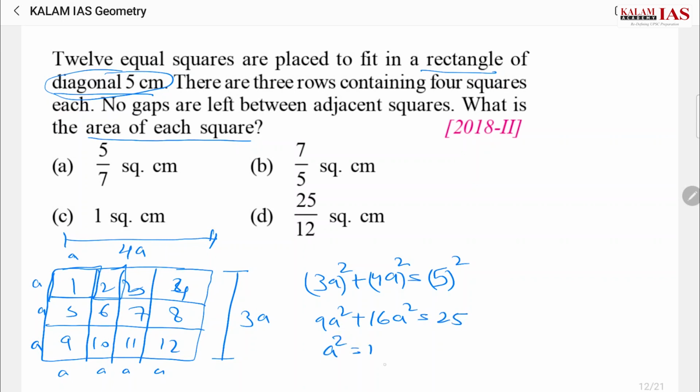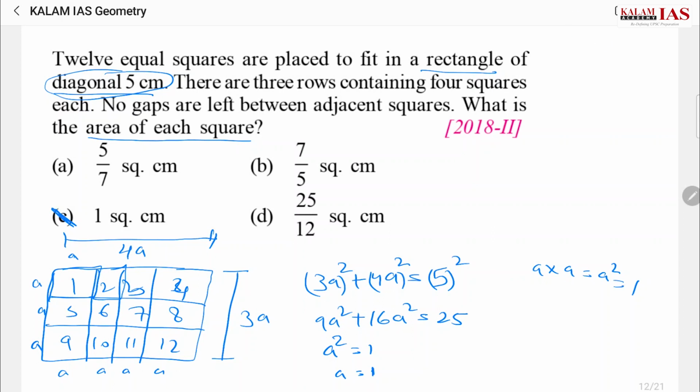A square equals 1. That means A equals 1. So the area of each square is A into A, A square, which equals 1. So the answer is C, 1. I hope this is clear.